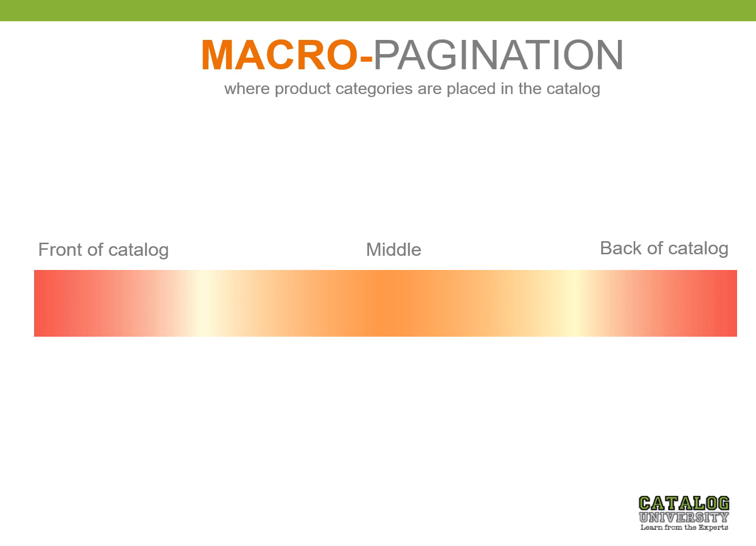So let's assume this bar represents all the pages of your catalog. The left side of the bar is the front cover, the right side of the bar is the back cover, and I've labeled the number 1, 2, and 3 hotspots. The most important hotspot is the front cover, opening spread, and first few pages. The second most important hotspot is the back cover.